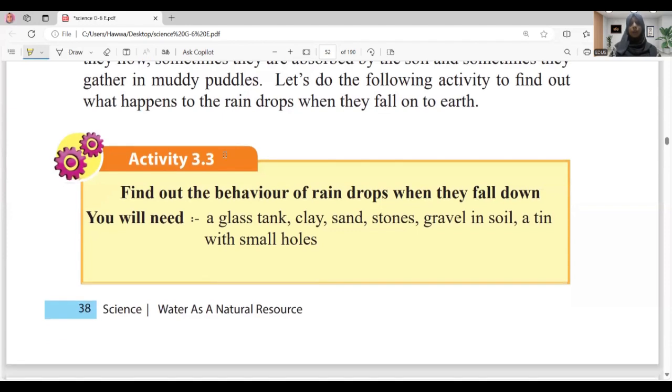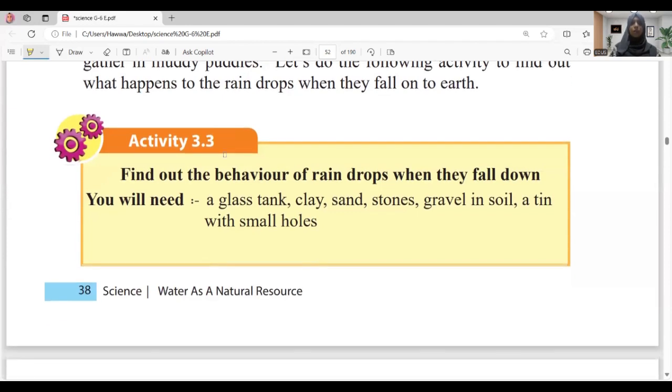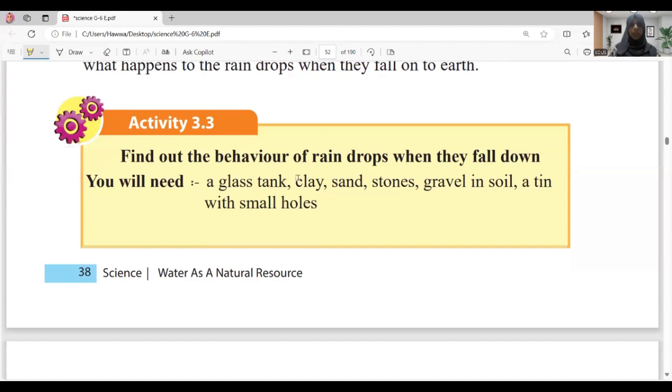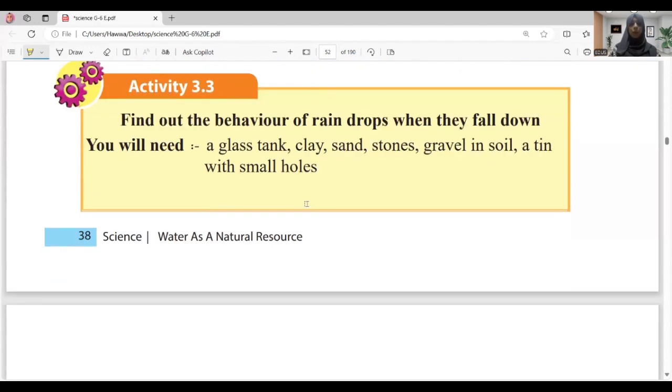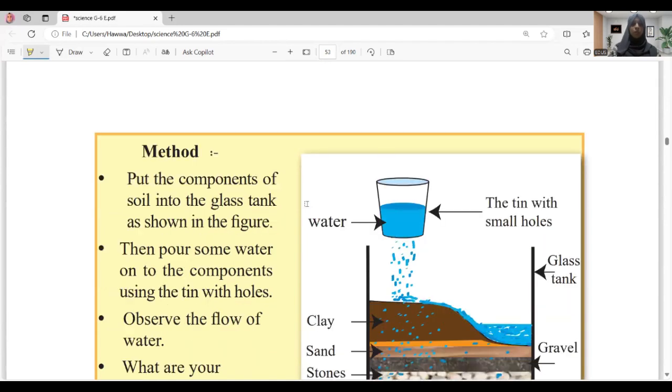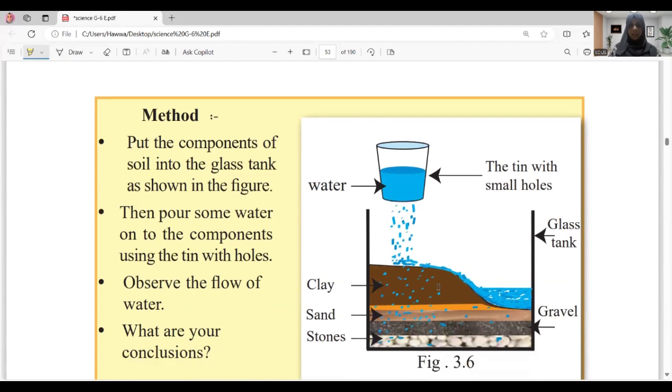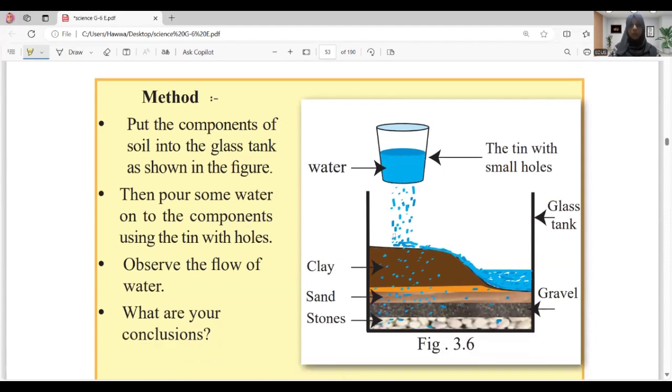Let's do the following activity to find out what happens to raindrops when they fall to earth. You need a glass tank, clay, sand, stone, gravel, soil, and a tin with small holes. You just have to take all of these and put the components of soil into the glass tank. So you have stones, then gravel, then sand, then clay, and then we put water in a way that it is raining. The tin with small holes is used for this.